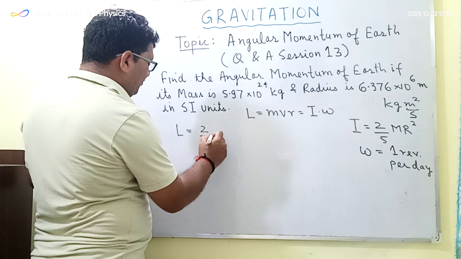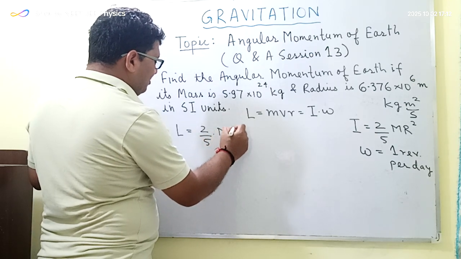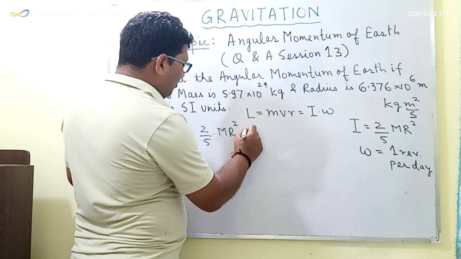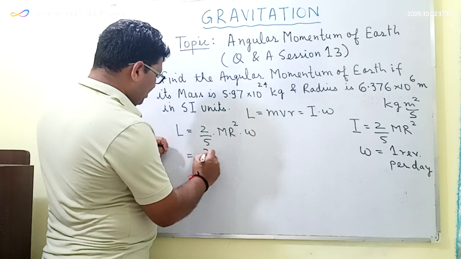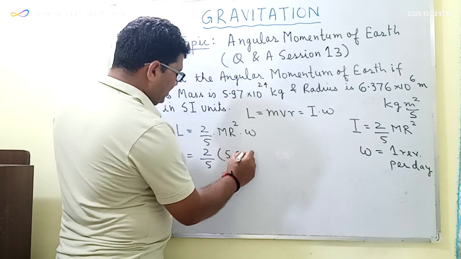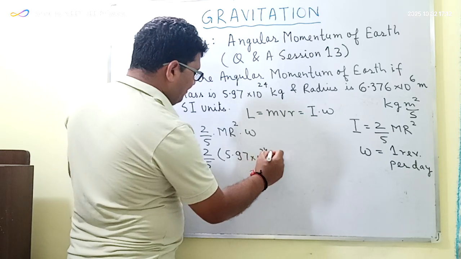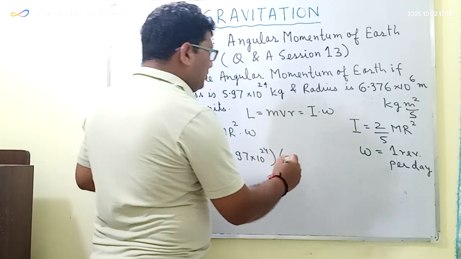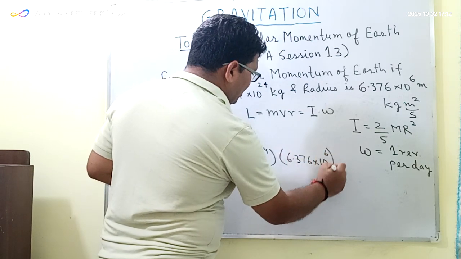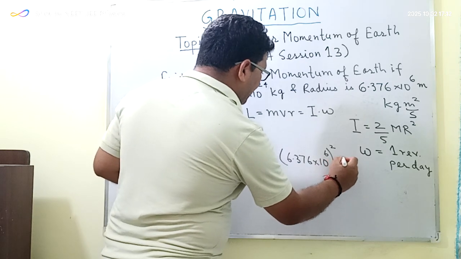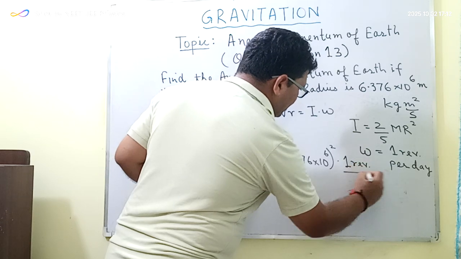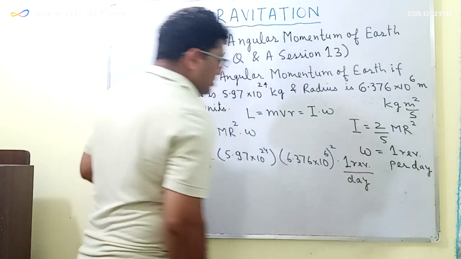So I is equal to 2 upon 5 multiplied by the mass of the Earth multiplied by the square of the radius into omega, and this will be equal to 2 upon 5. The mass of the Earth is 5.97 into 10 to the power 24 kg. The radius of the Earth is 6.376 into 10 to the power 6 whole square multiplied by omega, which is equal to 1 revolution per day.